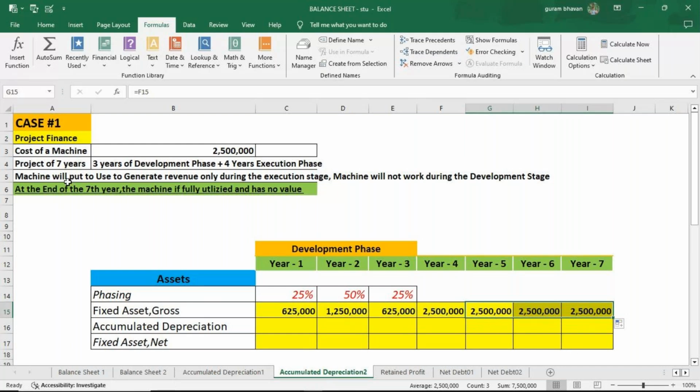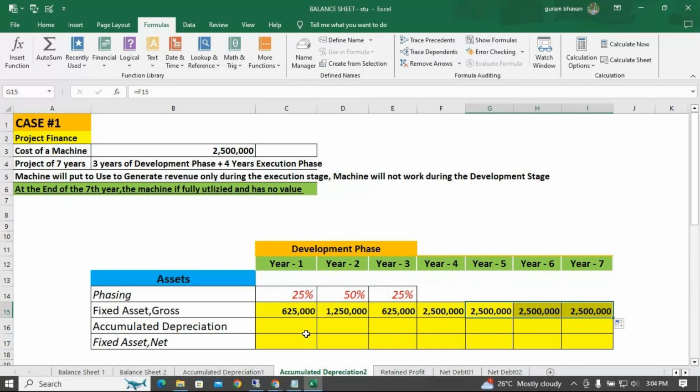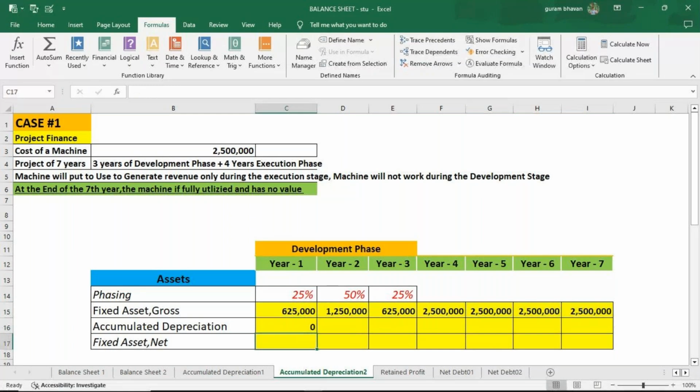So what they are telling is the machinery will not be put to use to generate revenue during the development stage. Machine will not work during the development stage. So I'll put it as 0. I am not at all making use of it for 3 years. So when I'm not using it, I cannot talk about depreciation. Once I start using anything, only then does depreciation start getting applied, isn't it? So here I'll type equals this value, 25 lakh divided by 4. How many years am I going to make use of this machinery? For 4 years. Divided by 4 plus the previous year depreciation.